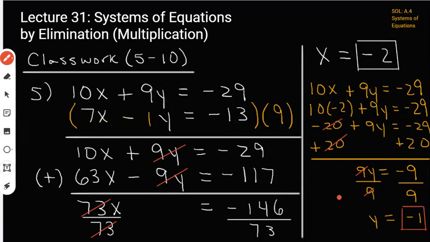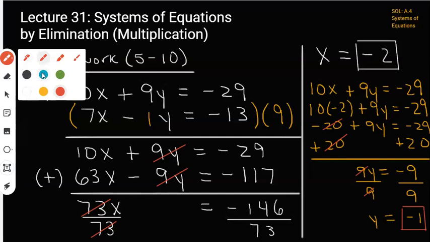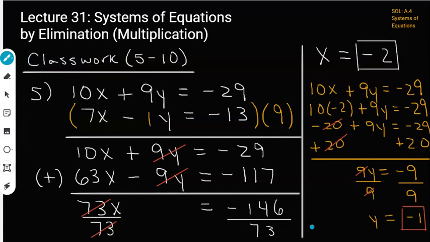So now I know what x is and I know what y is, so I can write my ordered pair. And I'm going to do it in blue down here. Remember that the x always comes first. So negative 2, negative 1. That's my ordered pair. So once you got your x value and your y value, you're done. But you got to find both.